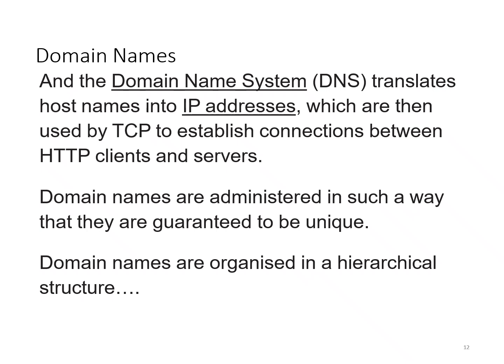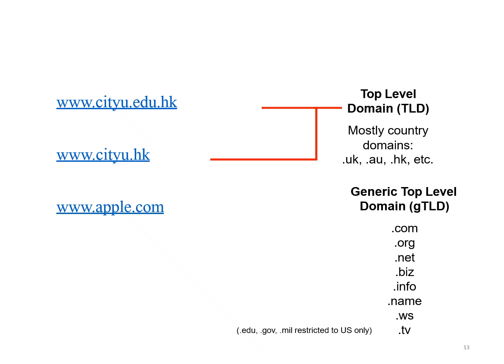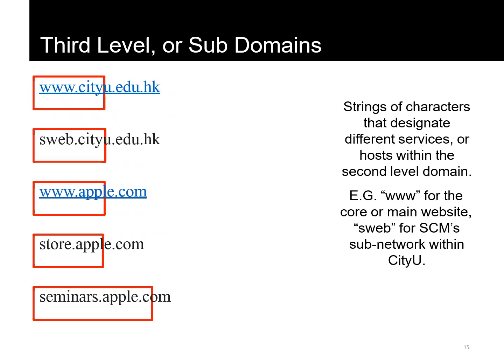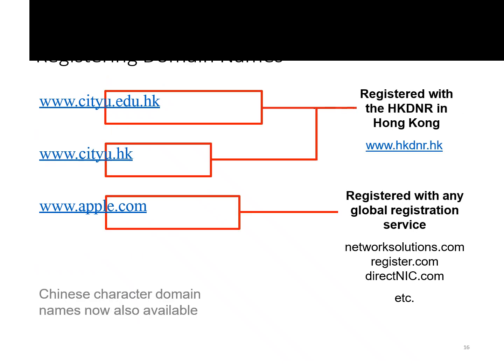Domain names are administered in such a way that they are guaranteed to be unique. Domain names are organized in a hierarchical structure. The top level domain includes country domains such as UK, AU, HK, etc., and generic top level domains. Second level domains are the actual name of the organization or service, and can contain letters A to Z, numbers 0 to 9, and dashes. Third levels are subdomains: strings of characters that designate different services housed within the second level domain, for example www for the main website.